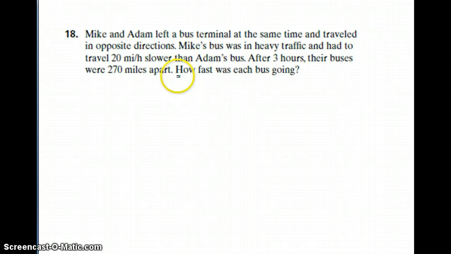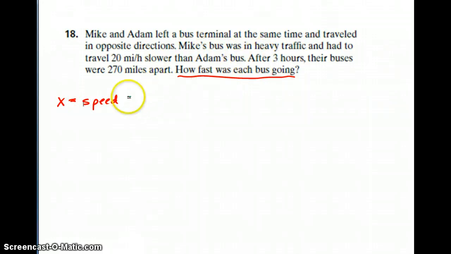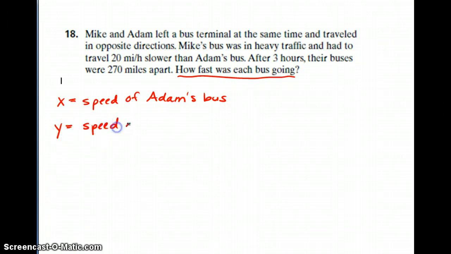When you solve a word problem, reread what that last question is asking you. How fast was each bus going? That tells you what type of variables you're going to have to find. So I'm going to have the letter X represent the speed, or how fast, and since Adam's bus is one of them, the speed of Adam's bus. And then the other speed, because you have to do both buses, I'm going to call Y, and that's going to be the speed of Mike's bus. This would be called defining your variable.